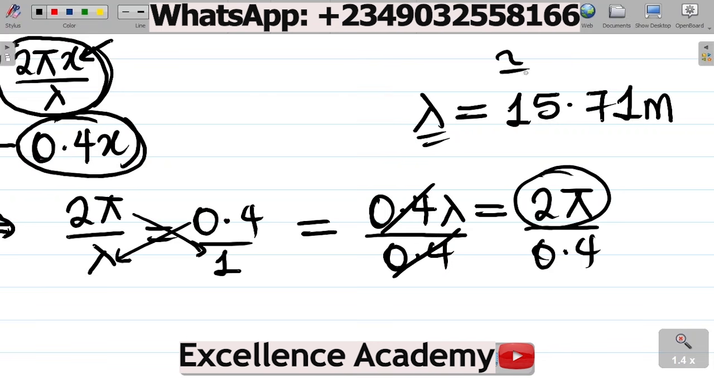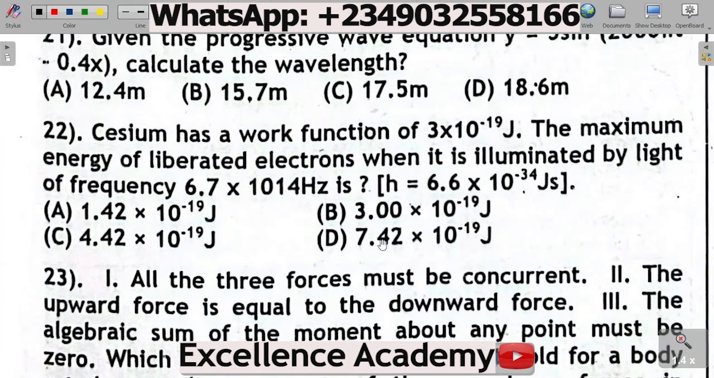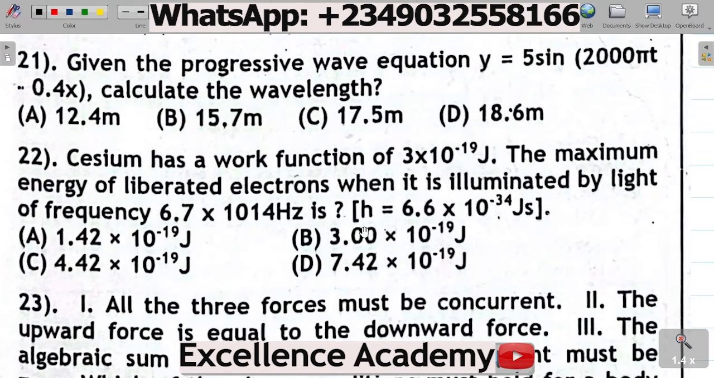Approximate it to the nearest one decimal place. That becomes 15.7 meters. So the correct answer there is B, 15.7 meters. So that's your answer. Let's look at the next question.